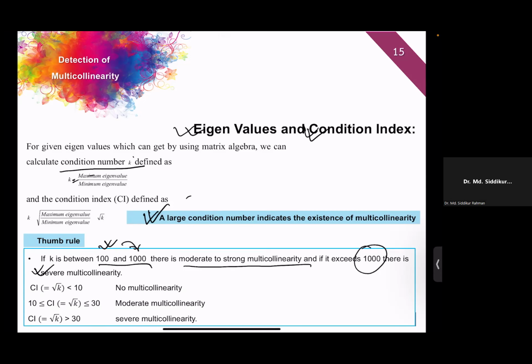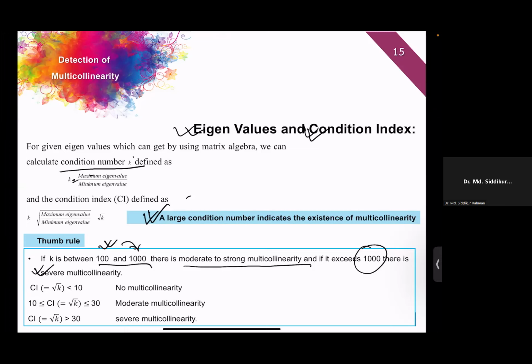Economic data set. But what about the condition index? How can you calculate the condition index? I told you a few sentences back, so you already know how to calculate it. Now I will tell you the rule of thumb if you use the condition index to detect a multicollinearity problem.